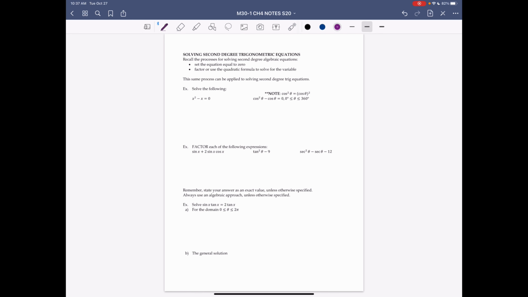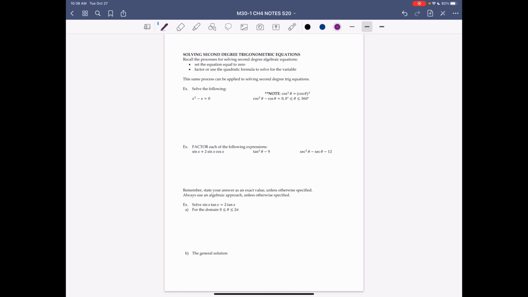Solving second-degree trigonometric equations. Recall the process for solving second-degree algebraic equations. First, we set the equation equal to 0, then we factor or use the quadratic formula to solve for the variable. The same process can be applied to solving second-degree trig equations.